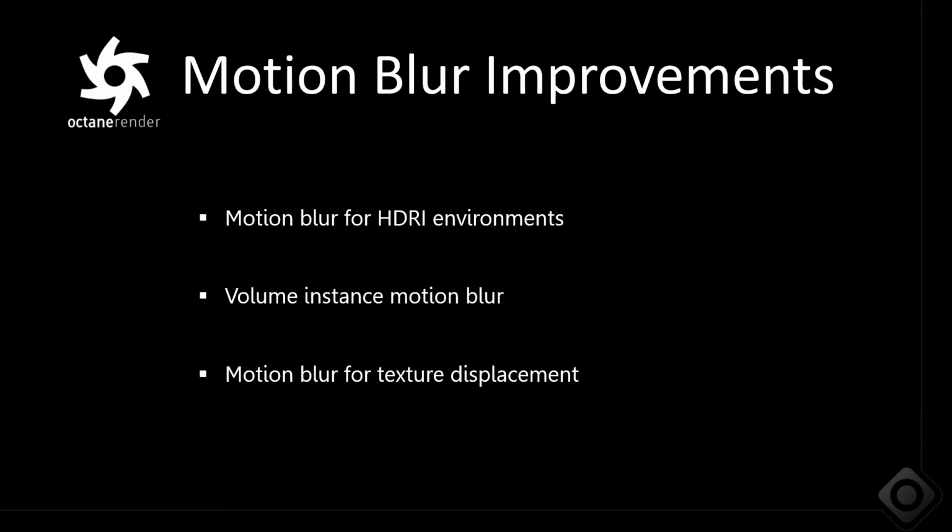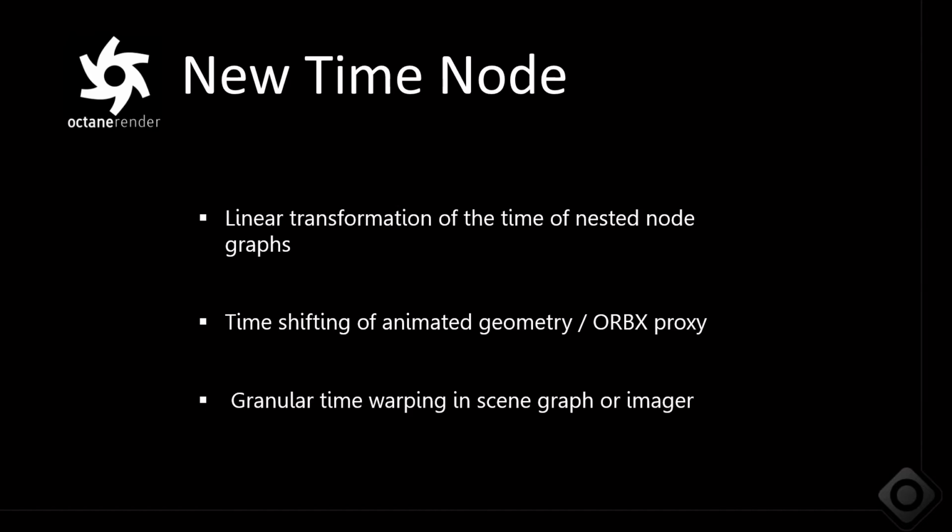And speaking of motion blur in general, we're going to be adding motion blur inside of HDR environments. In general, we want to be able to support a full graph that can go into an HDR node or dome light. And we're going to be cleaning up other motion blur features that are currently limited, including volume instance motion blur and motion blur for objects that have texture displacement. That is currently disabled in Octane, but it'll be fixed this year as well.